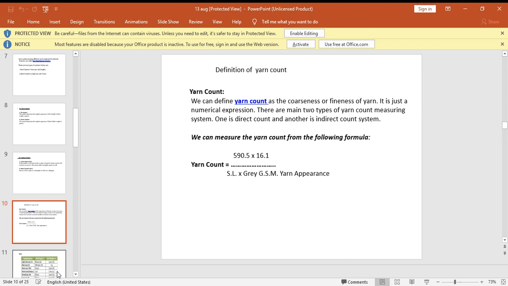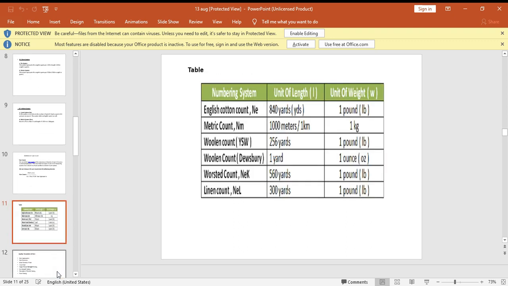And yarn appearance, and you can see the table, that is numerical numbering system, unit length, that is L, and unit of weight, W. English cotton system, that is NE, is 840 yards, 1 pound. And metric count, NM, is 1,000 meters, 1 kilogram. And woolen count is 250 yards, 1 pound. And woolen count is 1 yard, 1 ounce. Worsted count is 560 yards, 1 pound. And linear count is 300 yards, 1 pound.